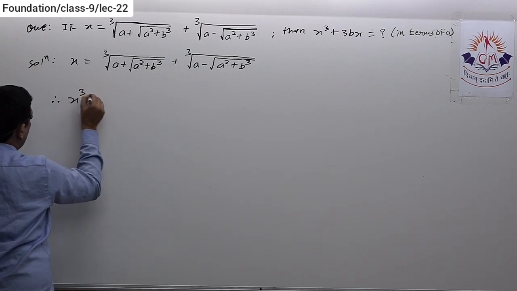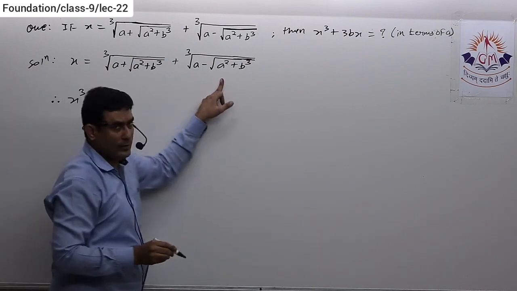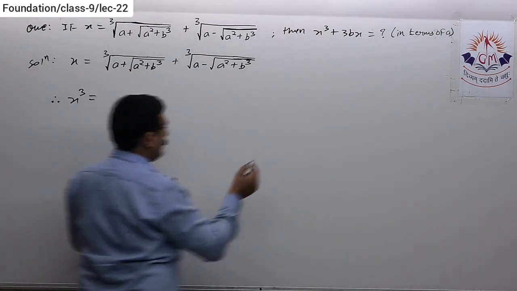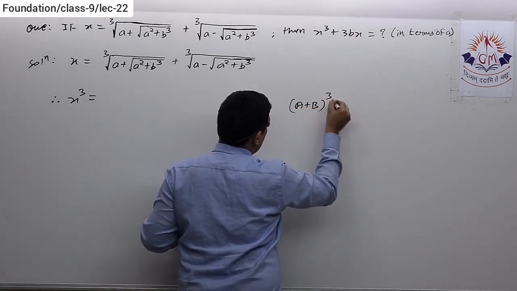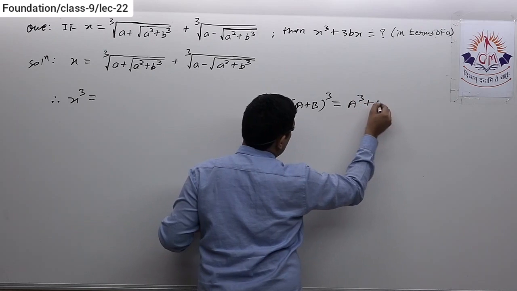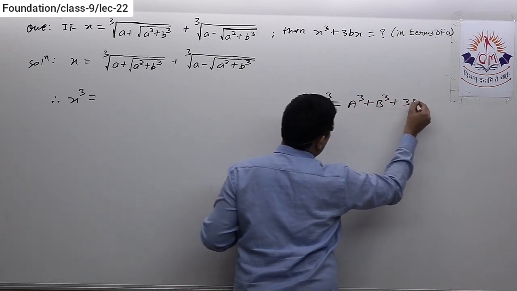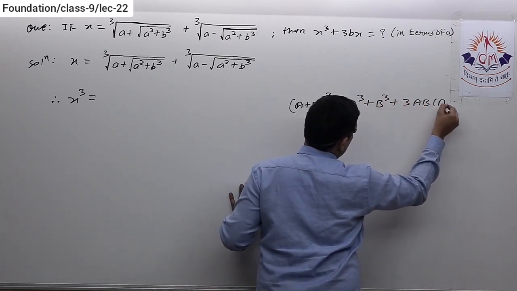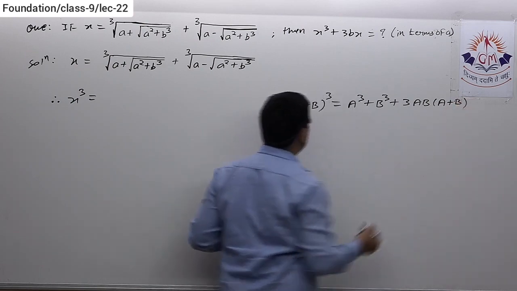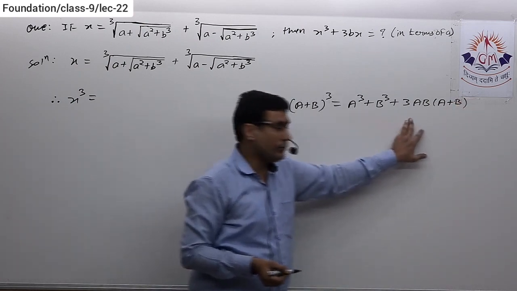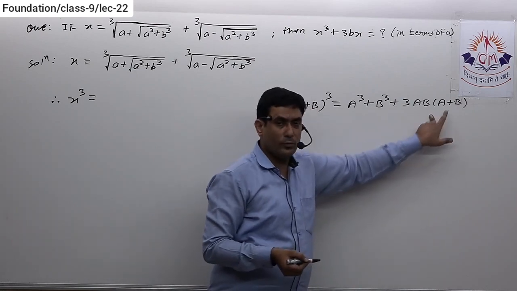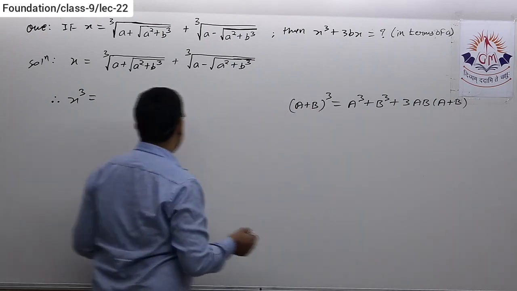So here x cube. Now when I make cube of this, if I apply the identity of a plus b whole cube, I should get a cube plus b cube plus 3ab into a plus b. Okay, that means cube of first plus cube of second, then 3 times the product of those two, and then multiplied by sum of those two.